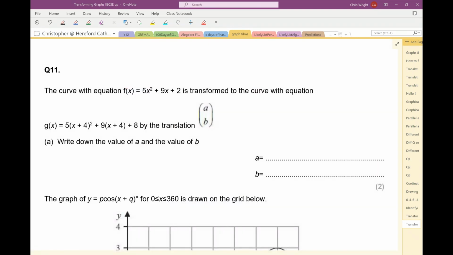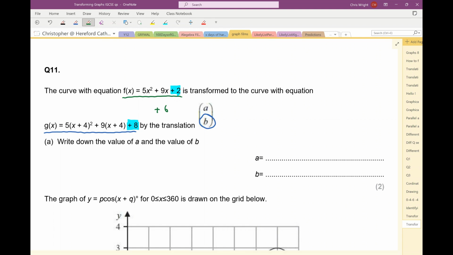Question 11. A curve with this equation, f of x, is transformed to a curve with this equation, g of x, by a translation a units along and b units up. Write down the value of a and b. The y change is going to be the difference between the plus 2 and the plus 8, isn't it? I can see that this curve, f of x, has had plus 6 added to it.